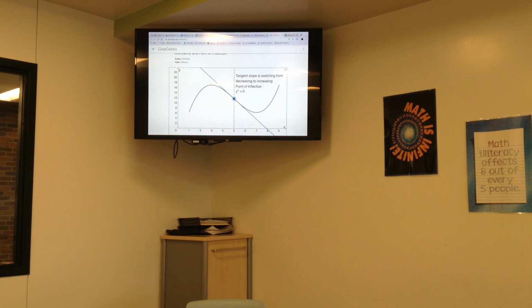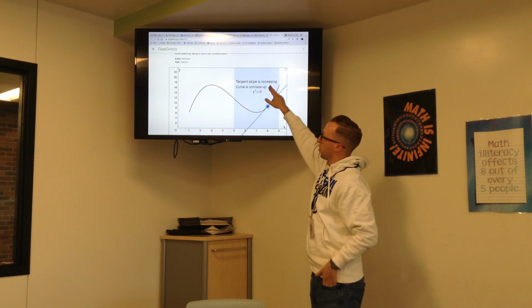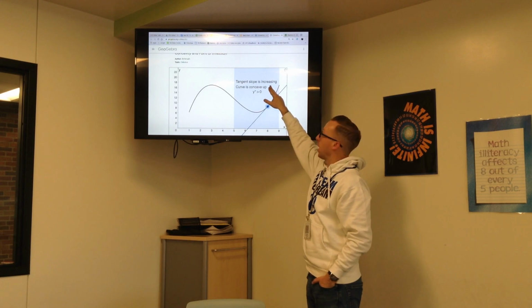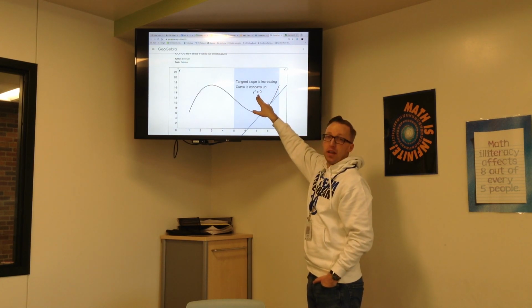After the point of inflection, my function is concave up, so therefore the slope of the tangent line is increasing. I'm going from a negative slope to 0 to a positive slope. The slope of the tangent line is growing and getting bigger as I go from left to right. If the slope of the tangent line is increasing, the rate of change in the rate of change should be positive, and therefore the second derivative is greater than 0.